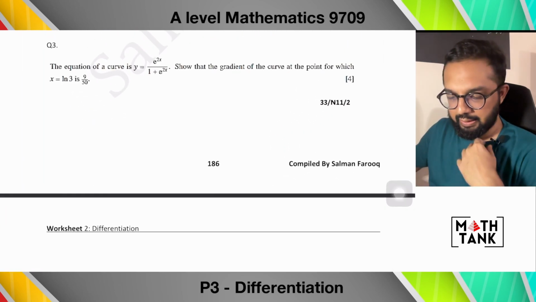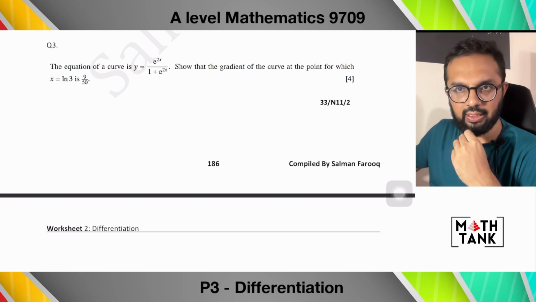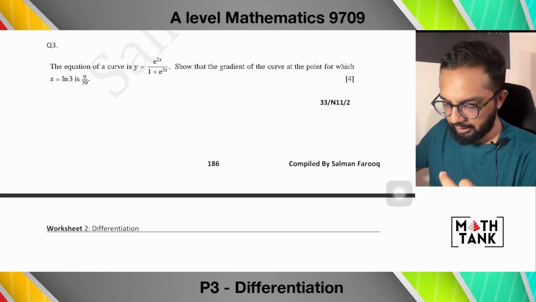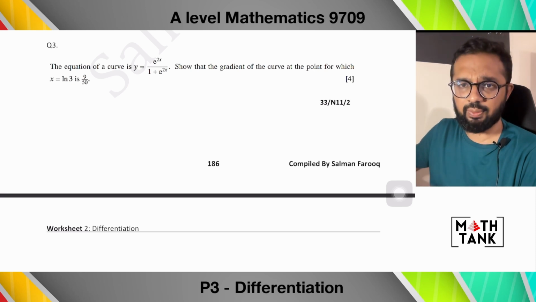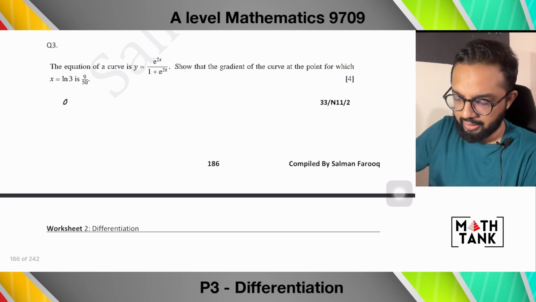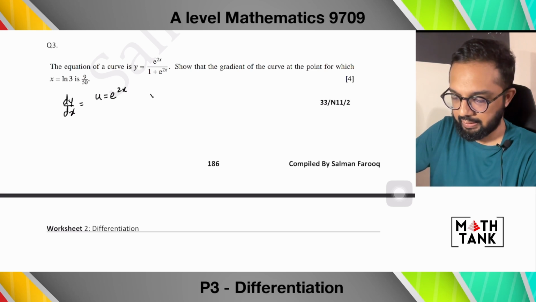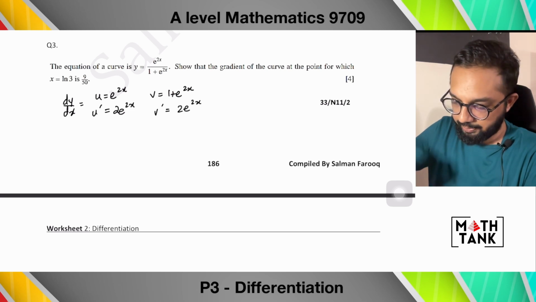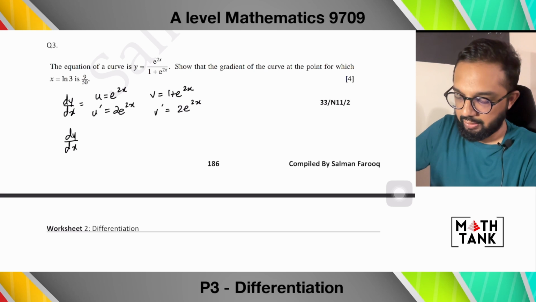Then the next question says the equation of a curve is this. I see a quotient, so show that the gradient of the curve at the point for which x equals ln 3 is 9 over 50. So this is a question where I need to show that something. So I'm going to go with dy by dx is u and v. So u equals e power 2x, v equals 1 plus e power 2x. This is the quotient rule that I'm trying to do. V dash is 2e2x again.